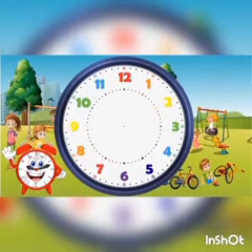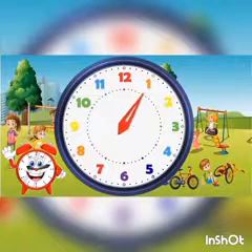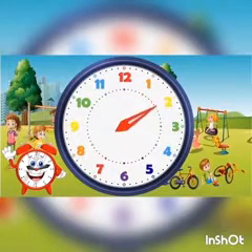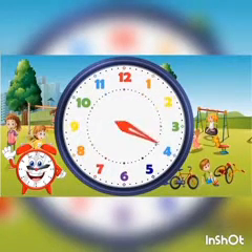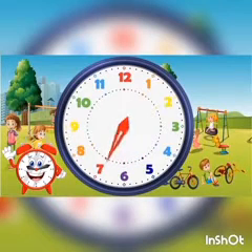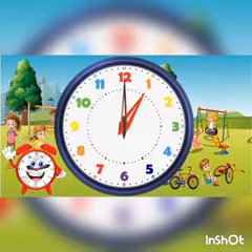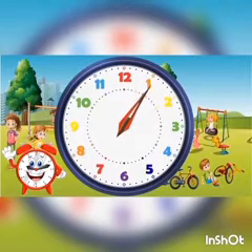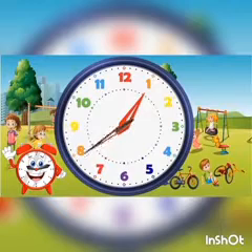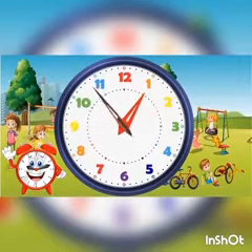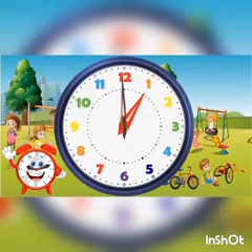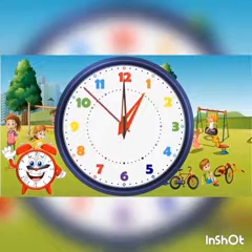Students, this is the hour hand shown on the clock in red color. This is the smallest hand of the clock. It tells us the hour we are currently in. And this is the minute hand shown on the clock in black color. This is the longest hand of the clock. This tells us how many minutes we are into the current hour.